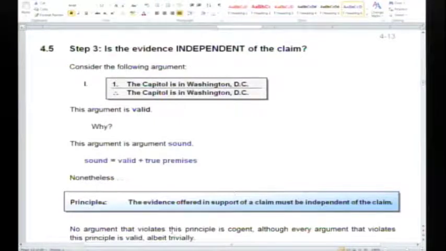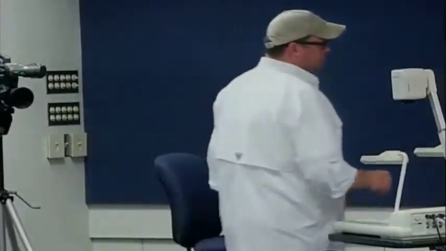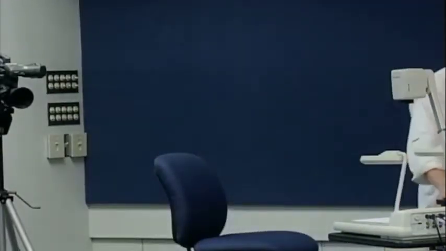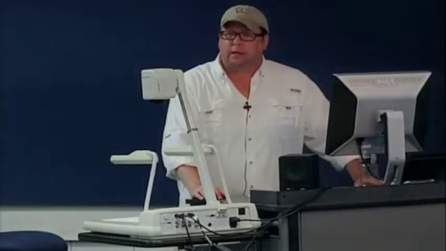We've mentioned this particular fallacy before, but there's another principle of good reasoning. Again, you've got the cardinal principle that says the truth of the claim needs to follow from the truth of the evidence. Another principle says the evidence needs to be true, right? Another principle is that the evidence offered in support of the claim needs to be independent of the claim. Now, this doesn't mean in an absolute sense that it has to be independent of it. Otherwise, the evidence wouldn't be relevant to the claim.